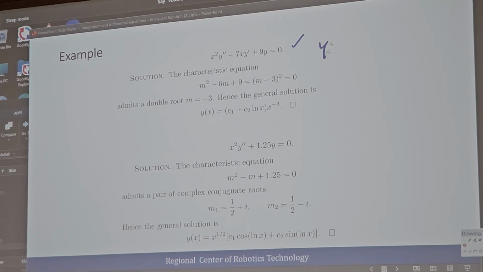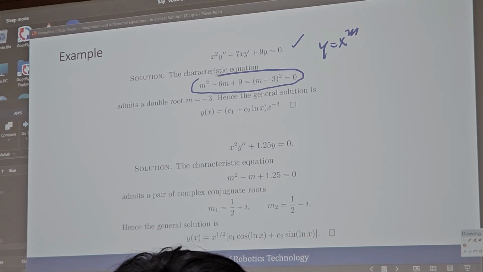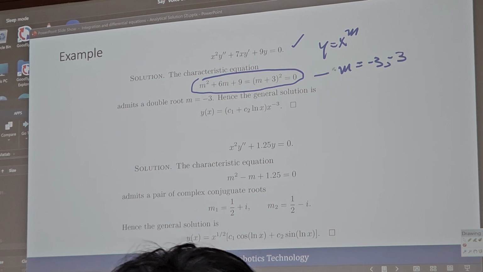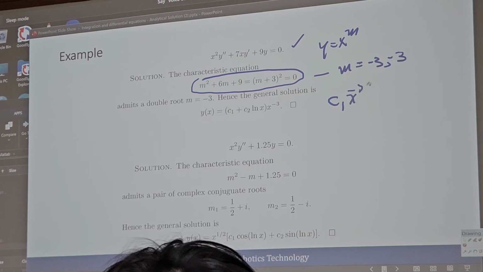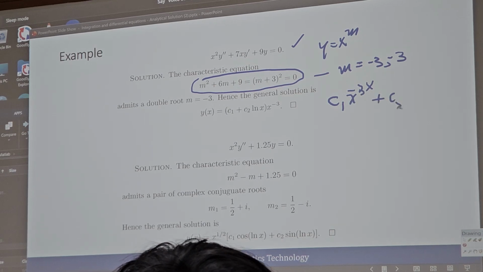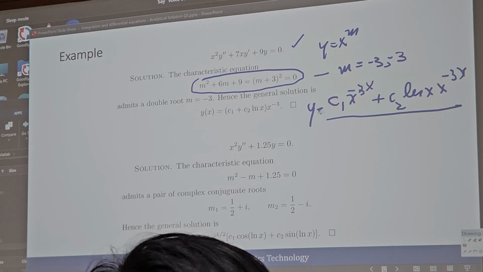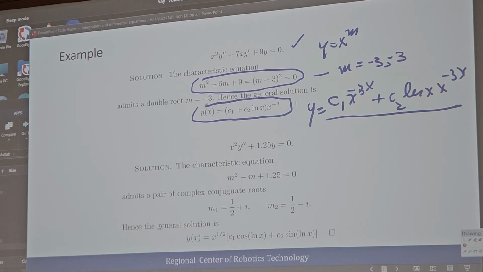You substitute y equal to x^m, and you can get this characteristic equation. So m will be equal to minus 3 and minus 3, right? So your solution will be C1 x^(-3) plus C2 ln x times x^(-3), right? You can combine this and you have this one.